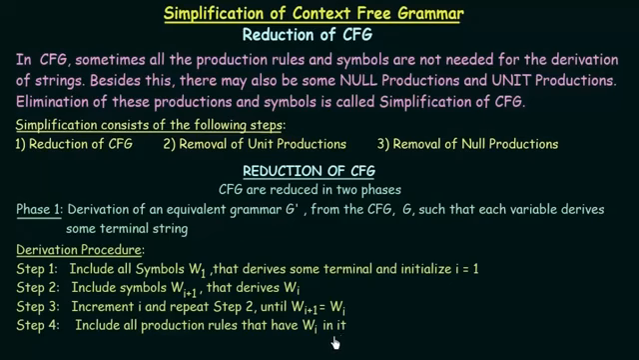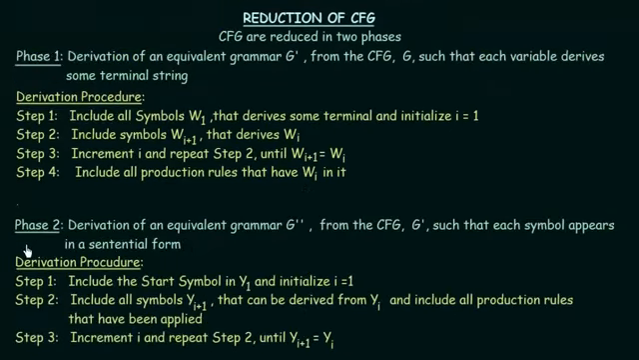Okay, so now let's go to phase number 2. Phase number 2 says derivation of an equivalent grammar G double dash from the CFG G dash such that each symbol appears in a sentential form. So we have already obtained the grammar G dash using phase number 1 from the original grammar G, and from this G dash we have to derive another equivalent grammar G double dash such that each symbol appears in a sentential form. Now how do we do this? Let's see the derivation procedure.